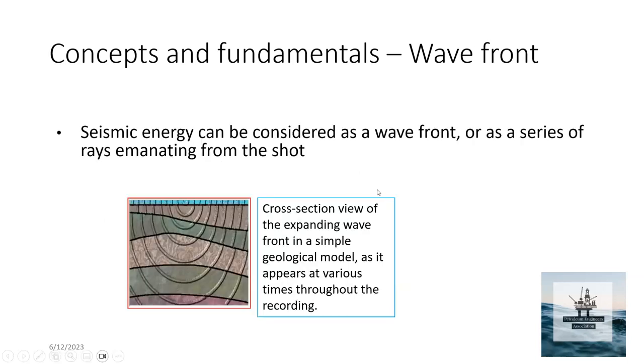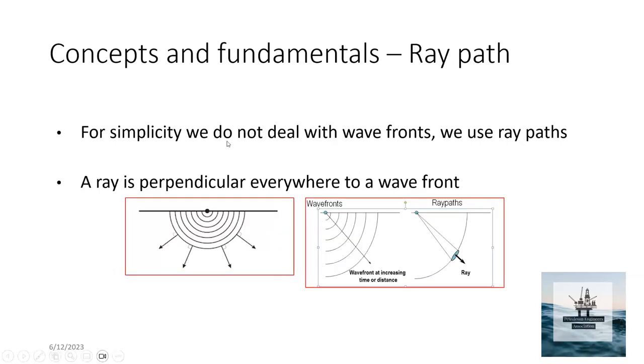The second definition is the wavefront. Seismic energy can be considered as a wavefront or as a series of rays emanating from the shot. For simplicity, we do not deal with the wavefront; we use the ray path. A ray is perpendicular everywhere to a wavefront. So if this is our wave and this is the wavefront, the wavefront will always be represented with a perpendicular line. For simplicity, we use the ray path rather than the wavefront, so we can explain. While I'm explaining to you now, when I'm talking about a wave or reflection or refraction, we represent it with a ray path, this line. This is the line which represents the wavefront.